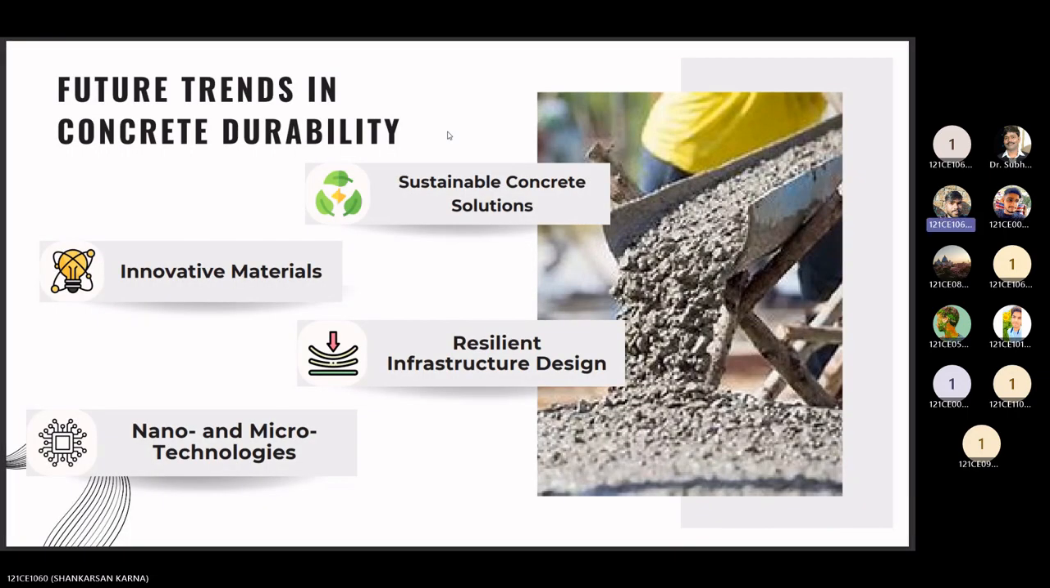Now we are going to see various future trends in concrete durability. Future trends in concrete durability are likely to be shaped by technological advancement, sustainable considerations, and evolving infrastructure needs. First future trend is sustainable solution.